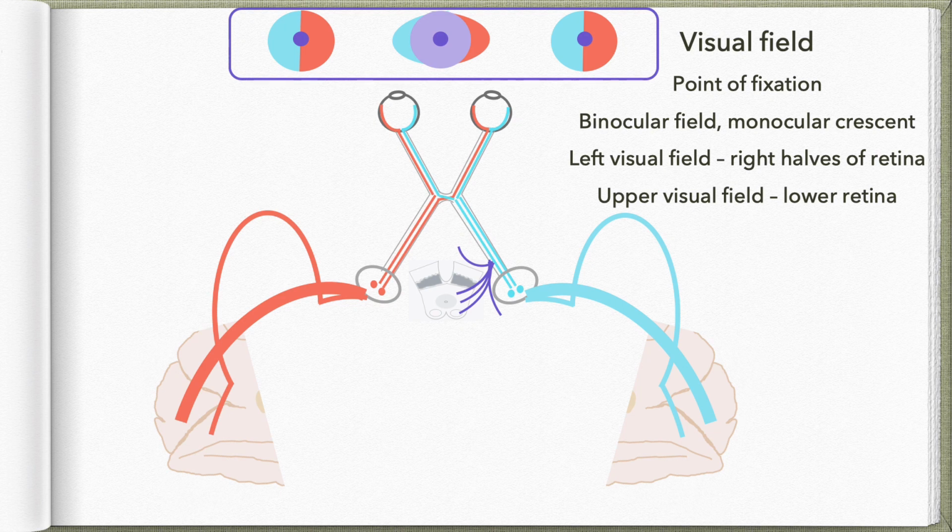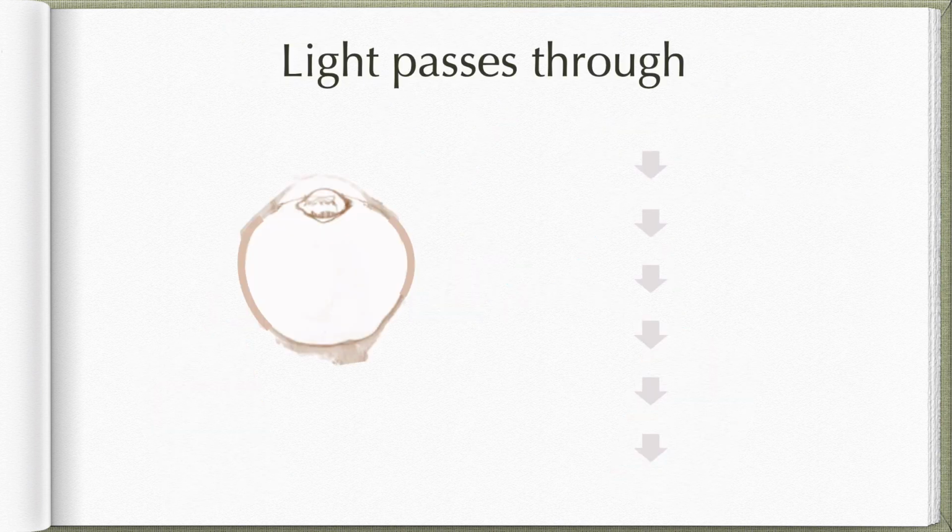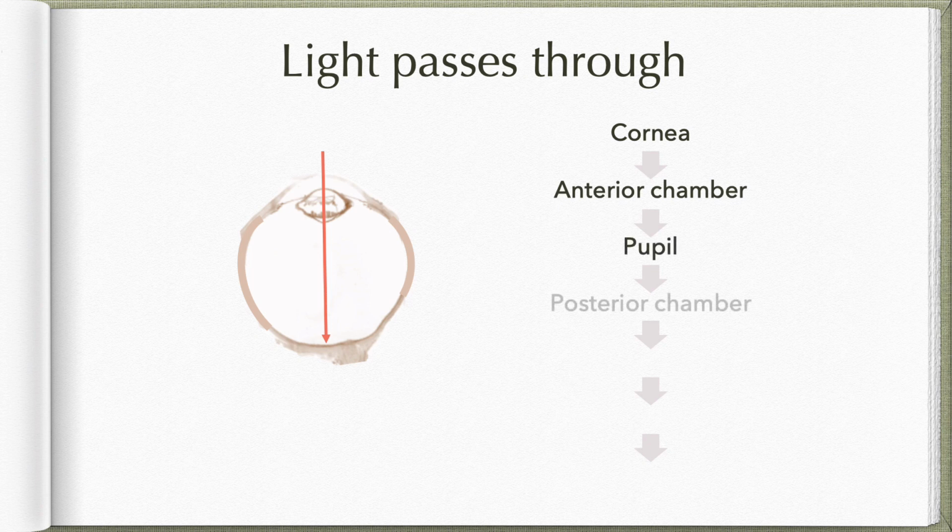Now, after understanding this information, let us move on to the pathway of light as it passes through the eyeball. So, the structures which it crosses through will be from front to back: cornea, anterior chamber, pupil, then it passes through the posterior chamber and then through the lens, then through the vitreous humor, finally to reach the retina.